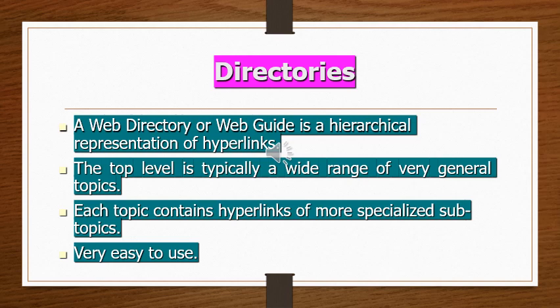The first type we have is called the web directory. A web directory or web guide is a hierarchical representation of hyperlinks. The top level is typically a wide range of very general topics. Each topic contains hyperlinks of more specialized subtopics. And it's very easy to use, just like you see in the next slide.